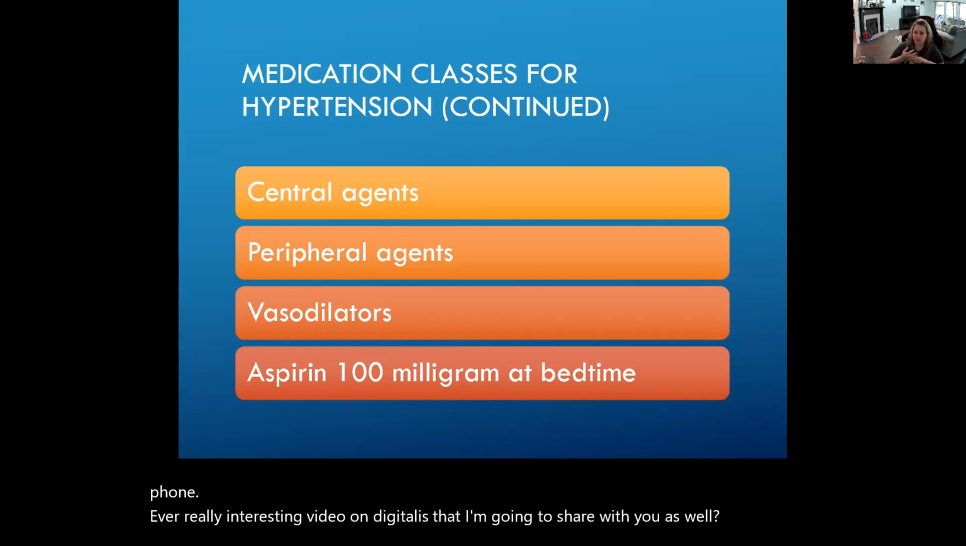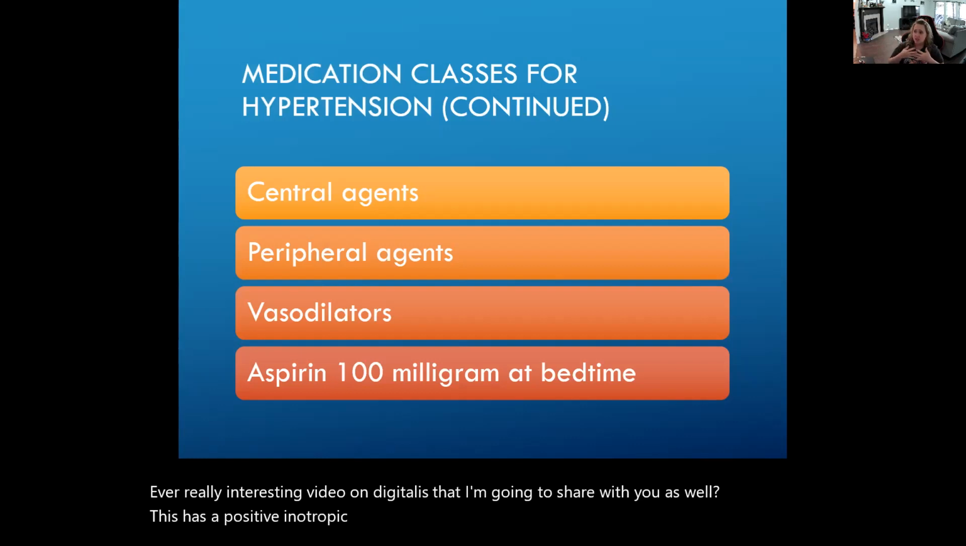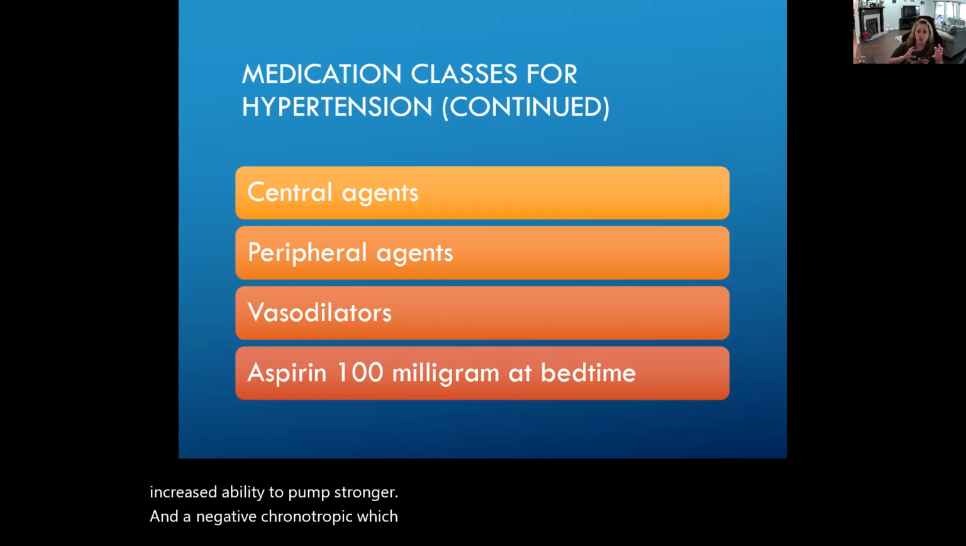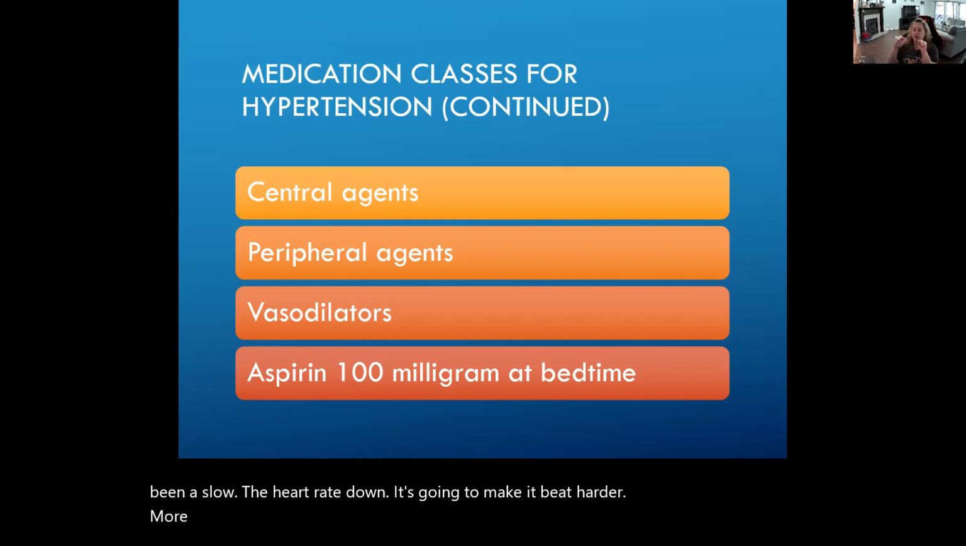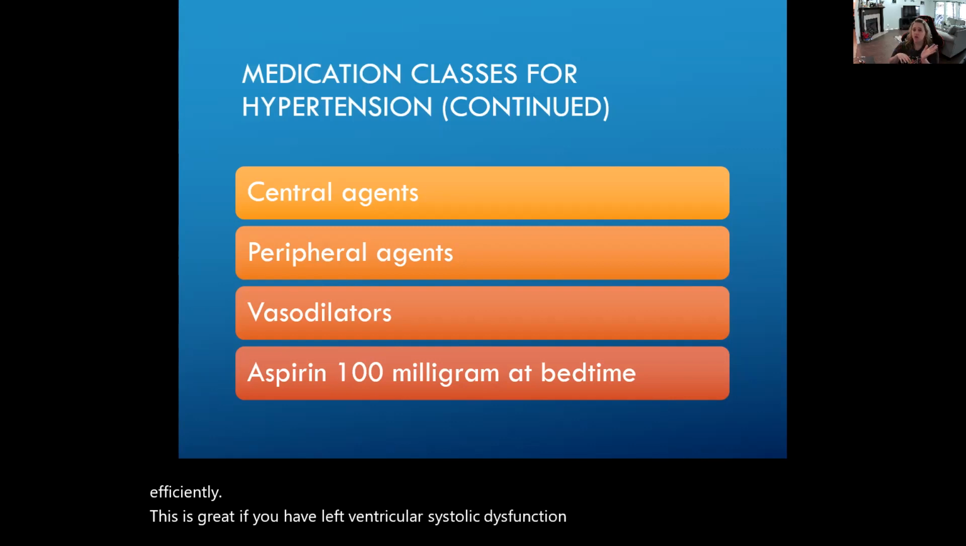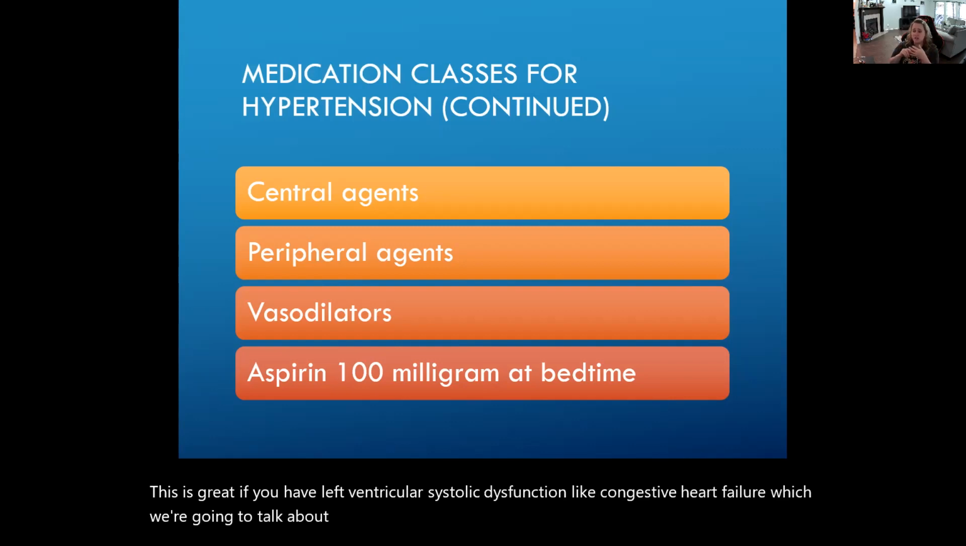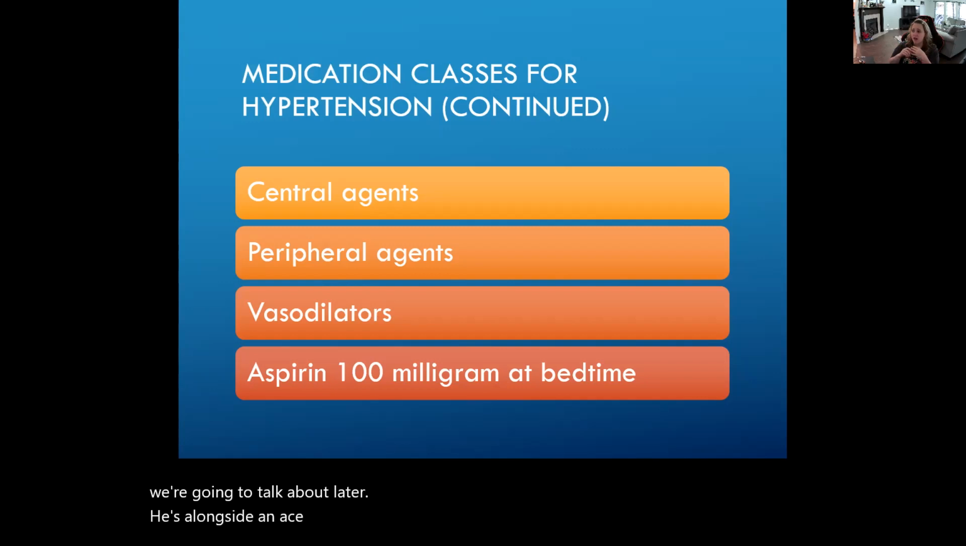This has a positive inotropic mechanism, which basically means the heart has an increased ability to pump stronger, and a negative chronotropic, which means it makes it beat stronger and beat slower. So it's going to slow the heart rate down. It's going to make it beat harder, more forceful contraction, and it's going to beat slower. So it beats slower and more efficiently. This is great if you have left ventricular systolic dysfunction like congestive heart failure, which we're going to talk about later, used alongside an ACE or an ARB.